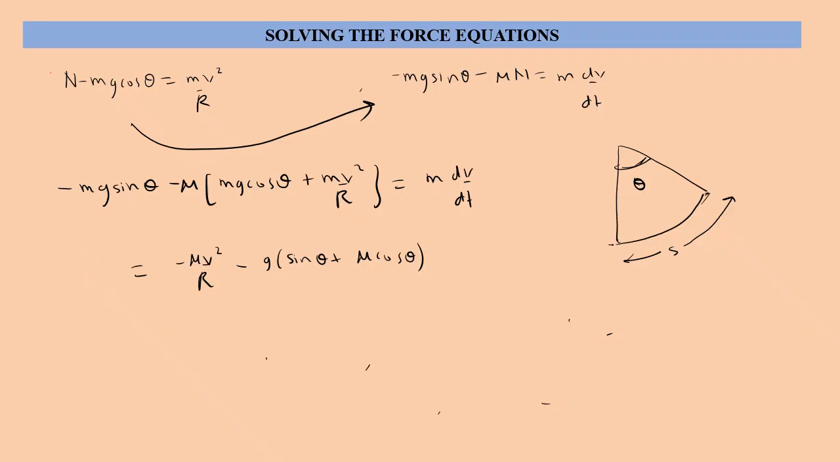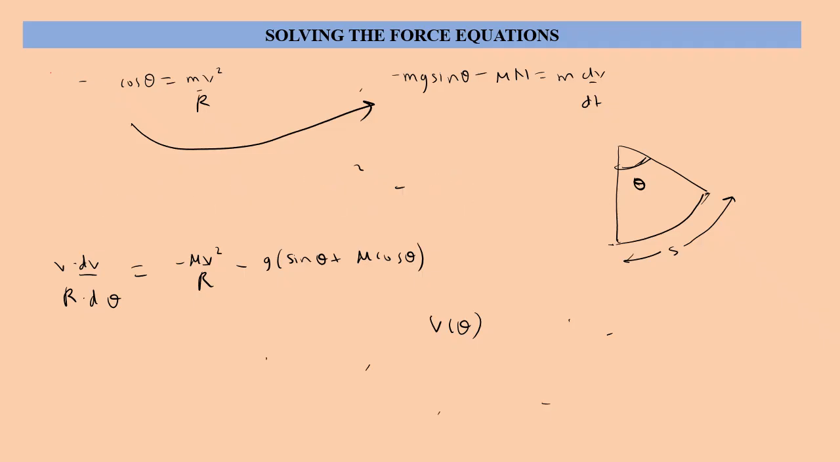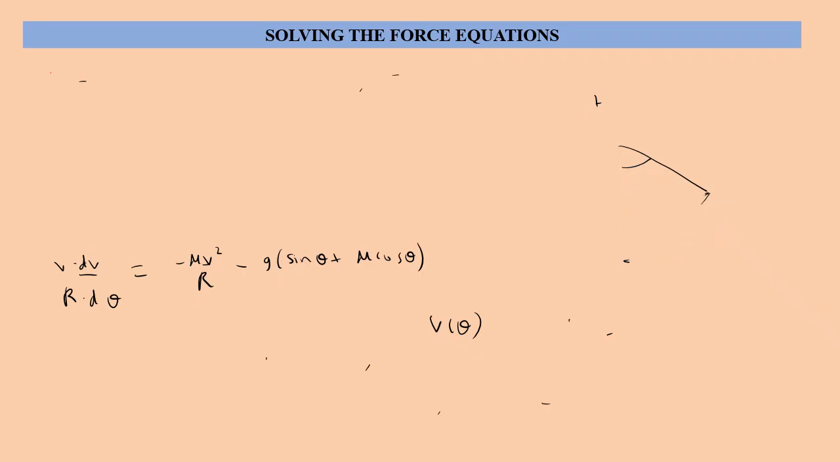Let me write it down. Now this is a differential equation to be solved in v as a function of theta. V is the dependent variable and theta is the independent variable. In this form it is solvable. So let's obtain the solution. We need to use a change of variable and a little bit of integration. Let's write down the equation once again. It's v dv over d theta is minus mu v square minus rg times (sine theta plus mu cosine theta). I've taken the capital R on the other side.